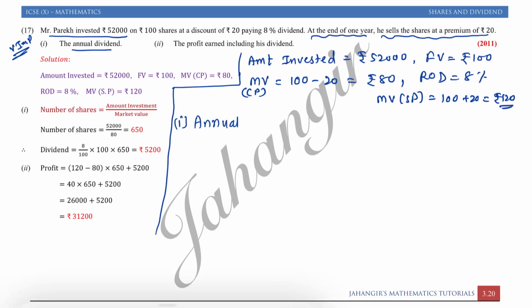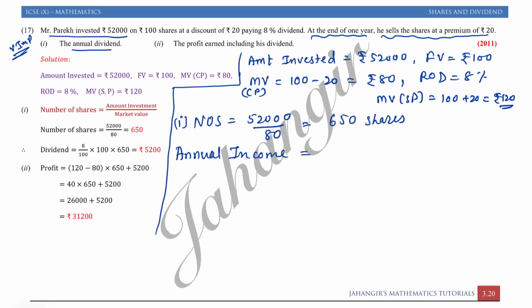So let us find the annual dividend. For the annual dividend we need to find the number of shares. So first we will find the number of shares, that is equal to the amount invested upon the market value. While buying he paid rupees 80. So 650 shares he bought. Annual income is ROD 8 upon 100 into face value 100 into number of shares 650. Cancelling this, 650, 13, 13 into 4 is 52, so 5200 he got as annual income.